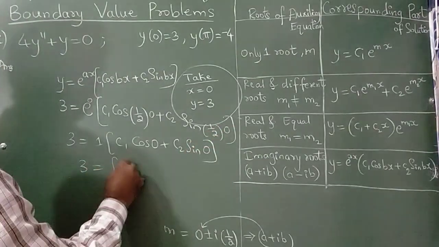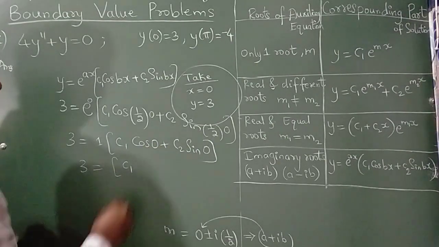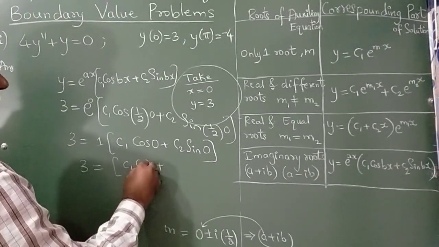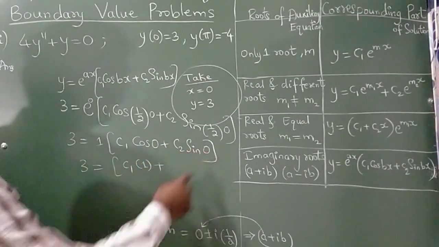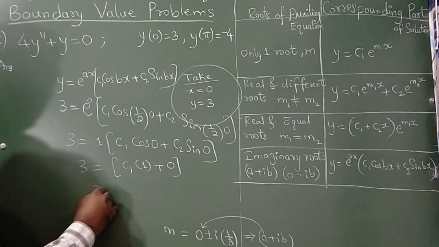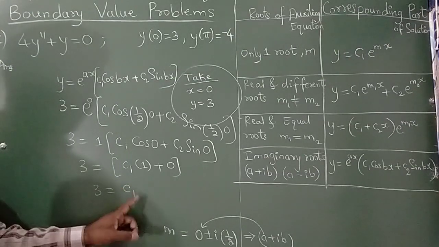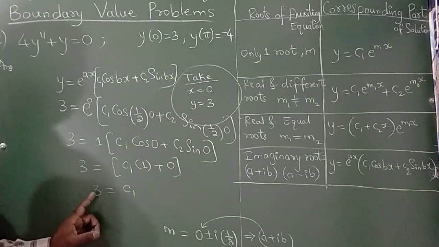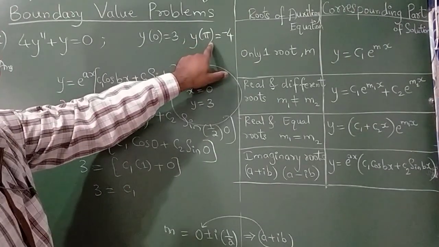3. C1, what is cos 0? Cos 0 is 1. Okay. Now c2, so what is sin 0? Sin 0 is nothing but 0. Fine. Therefore, what did I get? C1 is equal to 3. The same way I need to solve for this one.